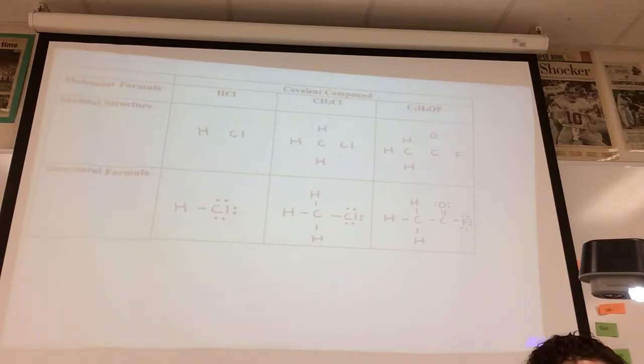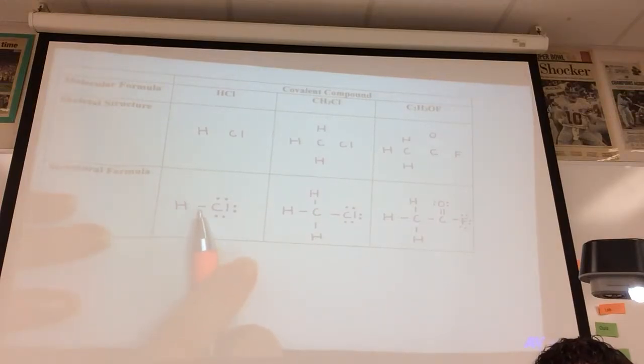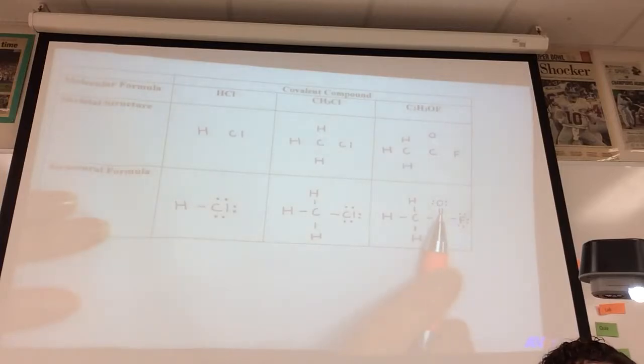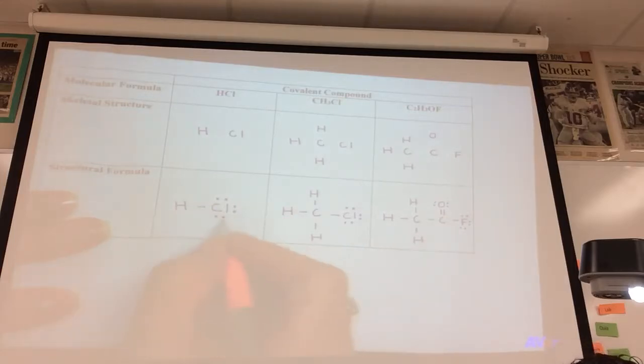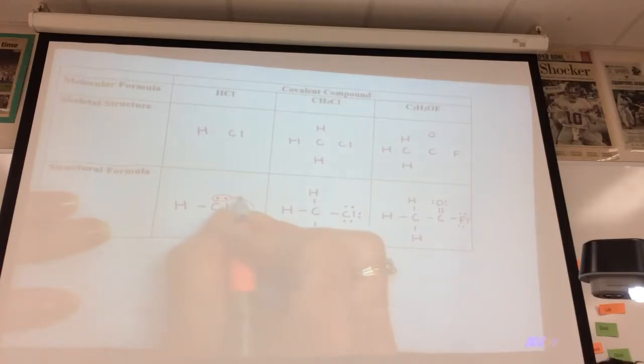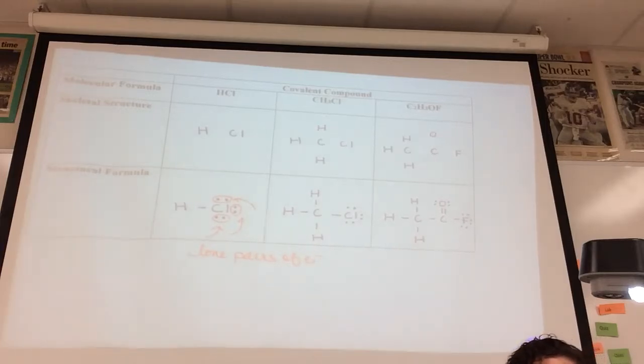Remember that a single stick is a single bond, one shared pair of electrons, as we talked about last time. A double bond, two sticks, is two shared pairs of electrons. And these electrons here, those are called lone pairs of electrons. They're not shared between atoms. They're on a single atom.